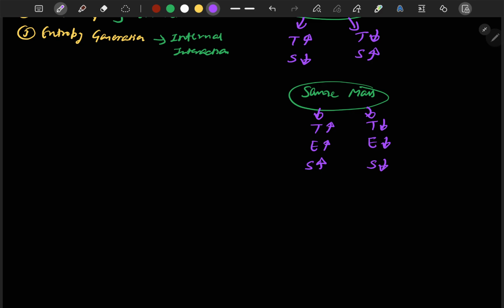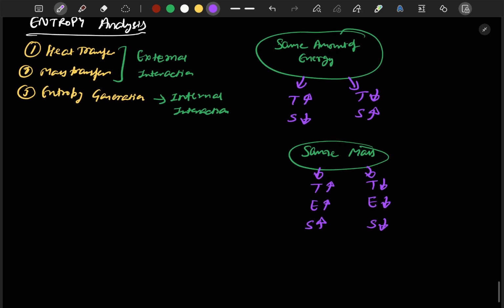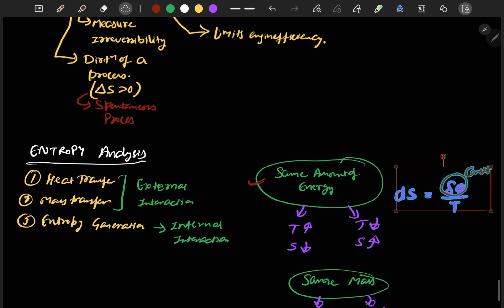From here we can say that for the same amount of heat... let's see how this came to be. We know that dS, if we take a reversible system, can be written as delta Q by T. Now let's talk about the same amount of energy first. If the amount of energy is the same, then our dQ is constant.